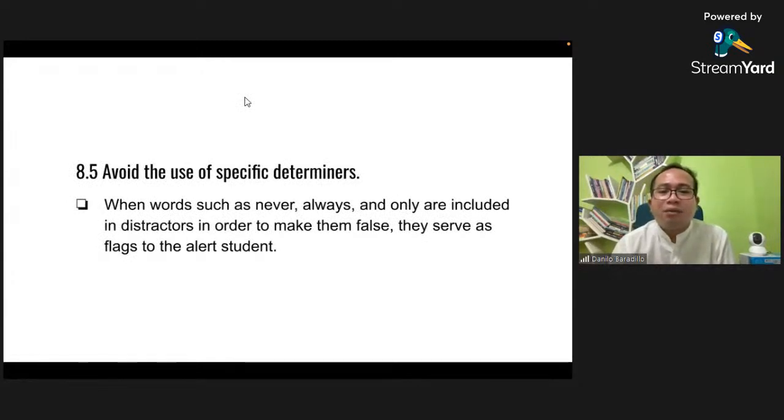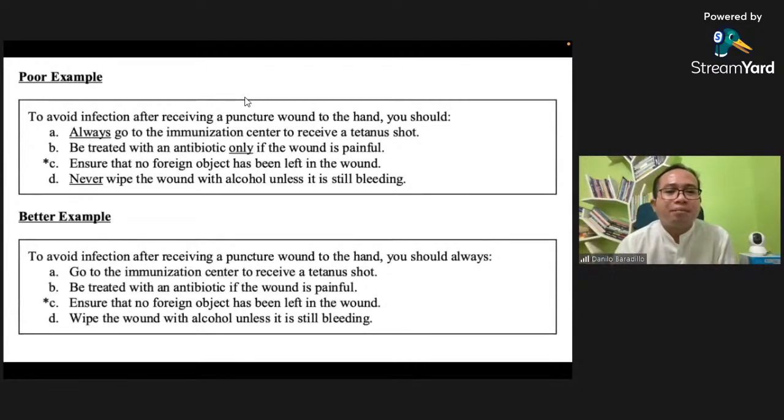8.5, avoid the use of specific determiners. When words such as never, always, and only are included in the statements in order to make them false, they serve as flags to the alert student. Now look into this. To avoid infection after receiving a puncture wound to the hand, you should: A, always; B, only; and C, never.